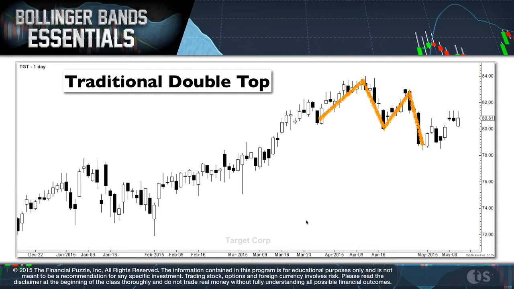Let's look at a couple here. This first example that I've got is a traditional double top. This is a large pattern. You see how it's spread out over several weeks here. It's a terminal pattern. It terminates that preceding trend that was a pretty good sized trend.